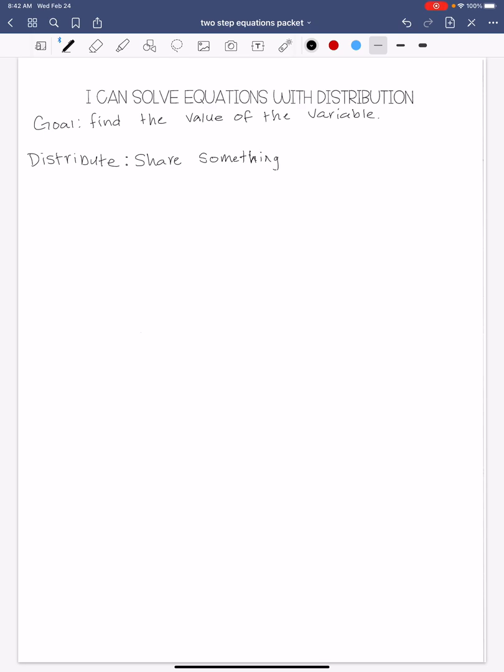And there's two ways that we can solve equations with distribution. As we do the examples, I'm going to show you both ways, and then you can make a decision for yourselves on which way is easier for you. There may be some problems where one way is easier and the other way is not, and you just have to make that decision. So there's two ways to solve them.